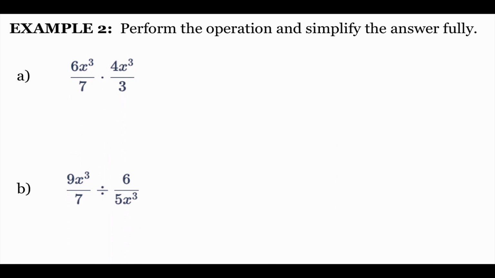Okay, so multiply straight across. So I'm not going to multiply yet. I'm just going to write down everything I have. So when I multiply straight across, I have 6 times 4 and x to the third times x to the third. And on bottom, I have 7 times 3.